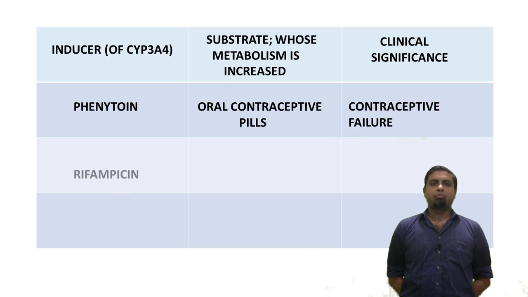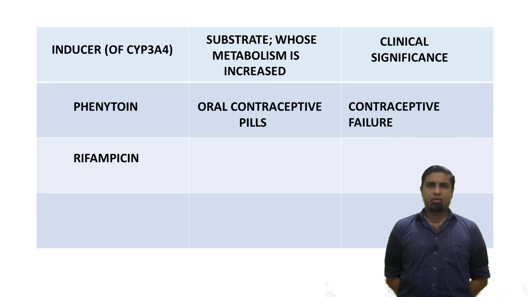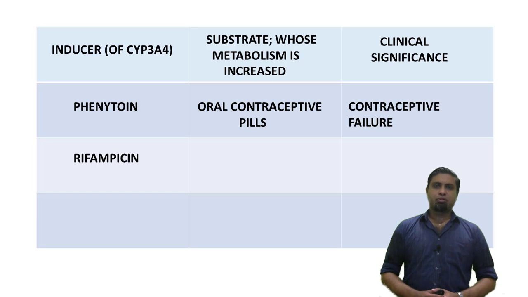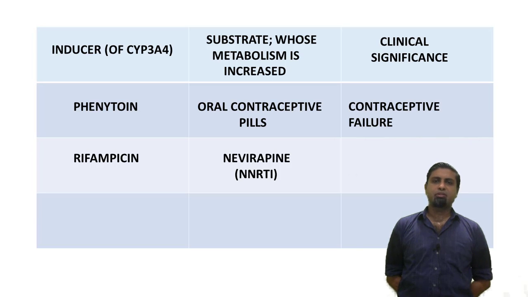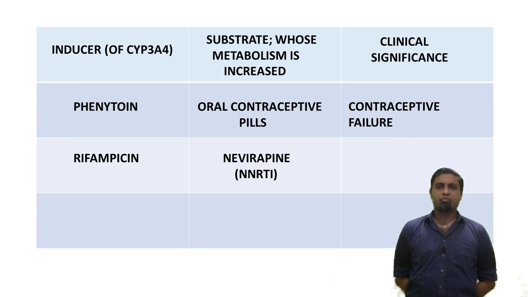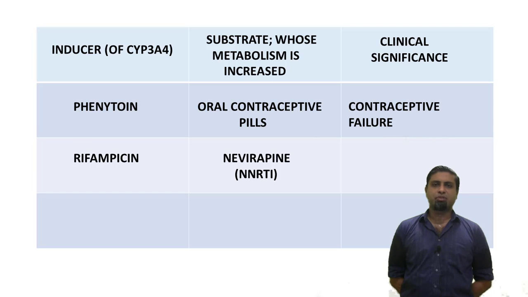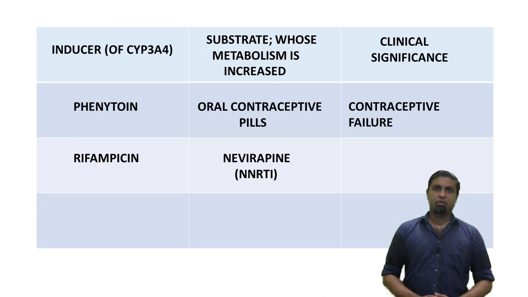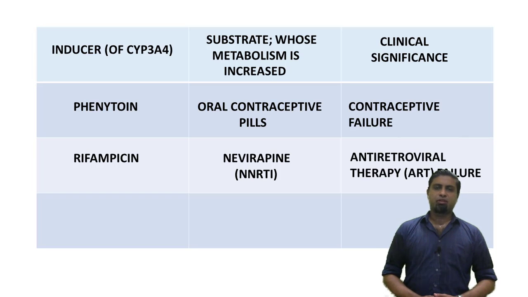Another important example that we need to be familiar with is the example of rifampicin. Rifampicin is a drug given for tuberculosis. Now, if a patient is diagnosed with tuberculosis, it's prudent to investigate the patient for the existence of HIV as well. Now, if the patient is also suffering from HIV, then this patient needs to be prescribed antiretroviral drugs. And one important example of an antiretroviral drug is the non-nucleotide reverse transcriptase inhibitor, nevirapine. Nevirapine is a substrate for CYP3A4, and rifampicin happens to be a very powerful inducer of CYP3A4. If these drugs are co-administered in the same patient, it is going to result in antiretroviral therapy failure.